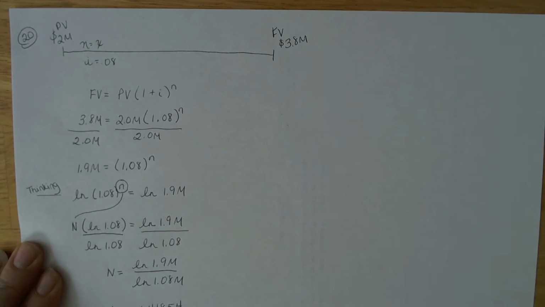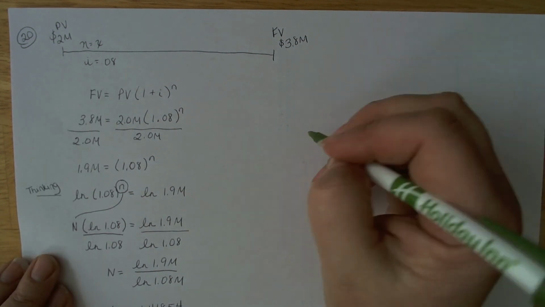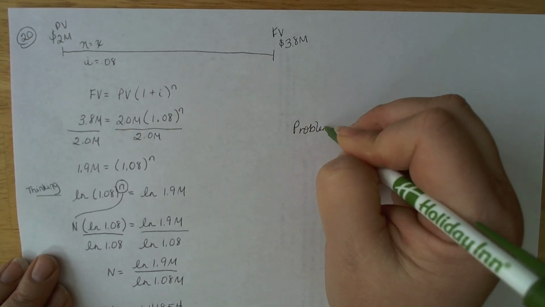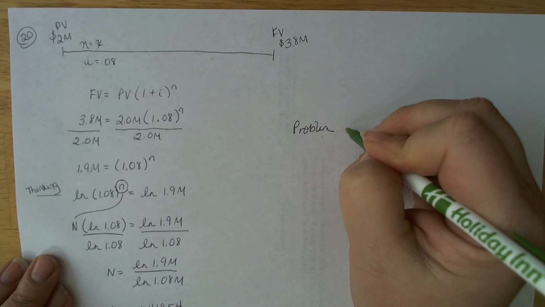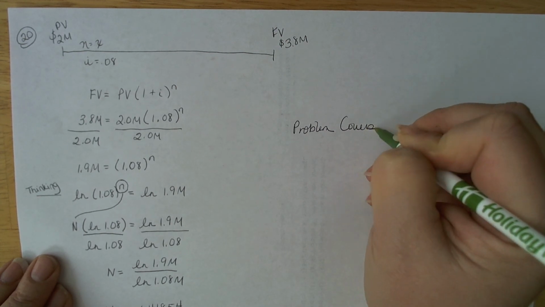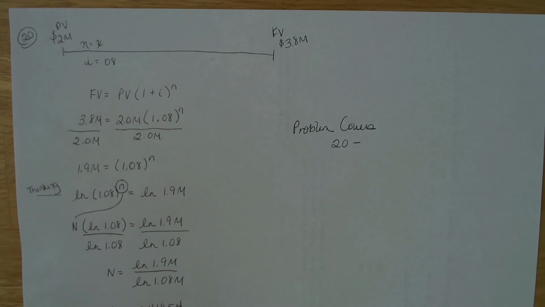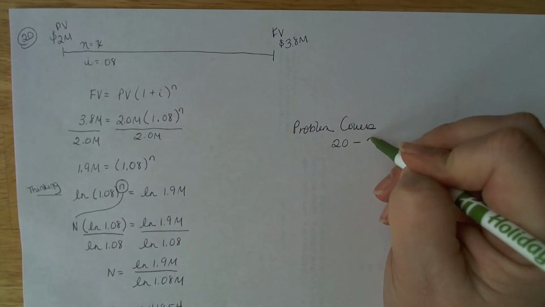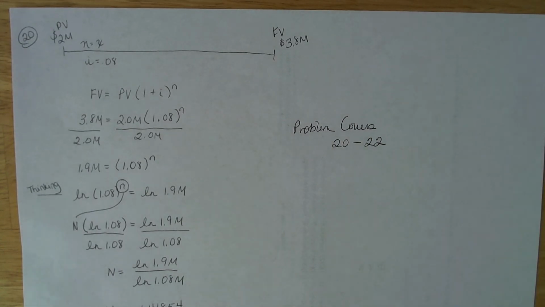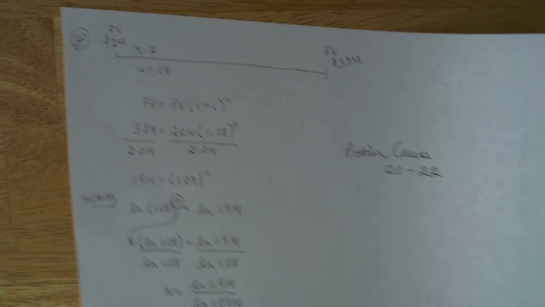So this is the natural log problem, solving for n, and this problem covers 20 through 22, because I wanted to give you 3 chances to work on that problem. And so now we're moving right up to problem 23.